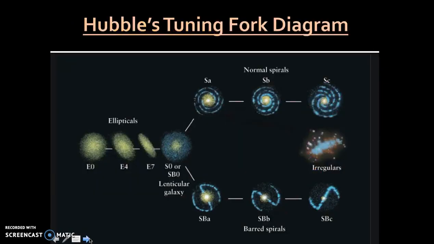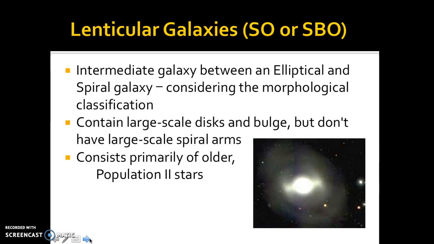So Hubble devised what he calls the Hubble tuning fork diagram to outline galaxy classification. Notice we have elliptical galaxies on the left, then moving on to our spirals, and then our irregular galaxies. Now there's one more type of galaxy I didn't talk about here, which is the lenticular galaxies. These galaxies are an intermediate between an elliptical and a spiral galaxy. They're probably somewhere in the middle in terms of morphological classification.